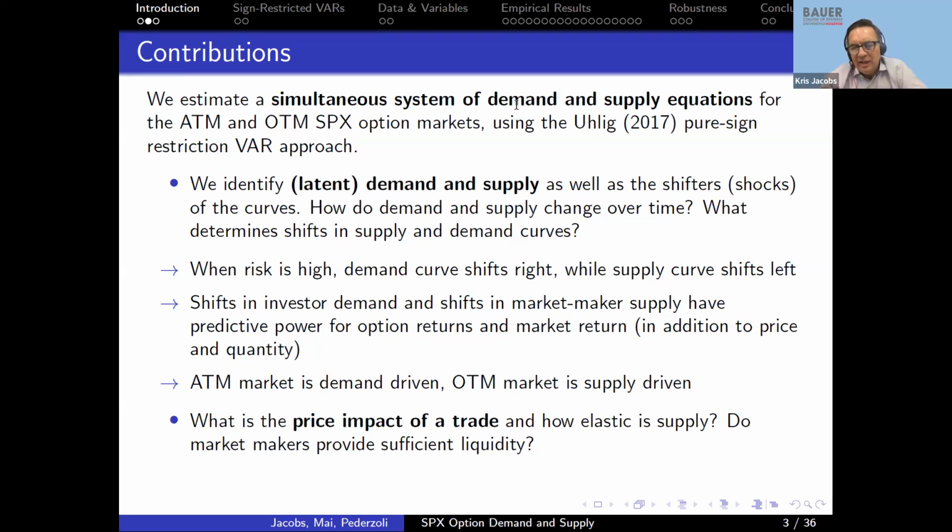So finally, we can look at the price impact of a trade. That is, of course, a very important topic that many people have studied. What's the price impact of a trade? How elastic is supply? How elastic is demand? And one byproduct of that analysis is that you can look at that not just over the whole sample, but also in crises, and we have two important crises in our data: the financial crisis, 2008, 2009, and then the COVID crisis.